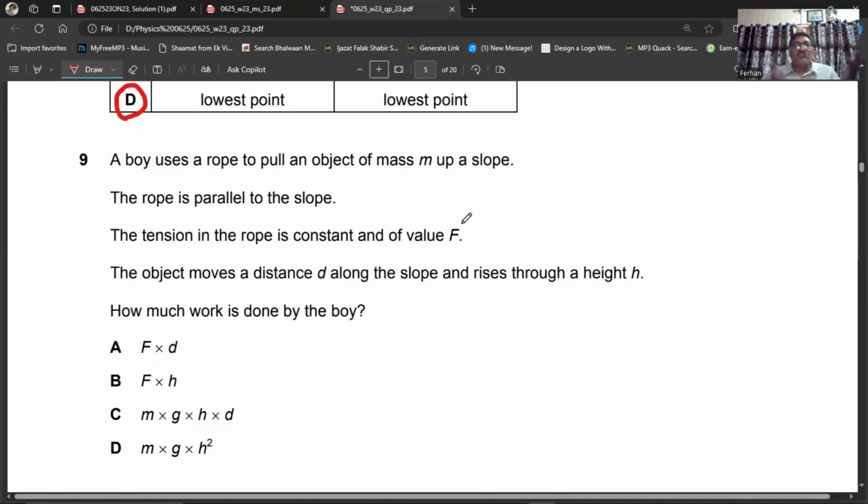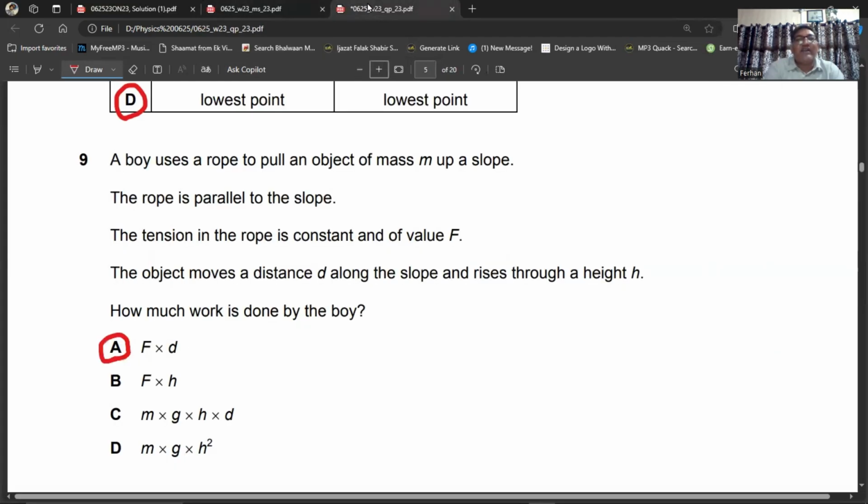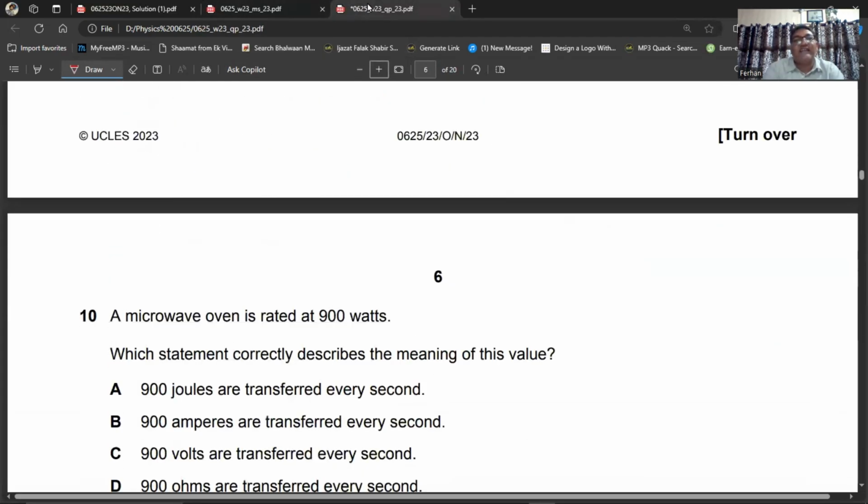So the work done can be calculated in two ways. One, force multiplied by the distance moved in the direction of the force. And the second method is the gain in the gravitational potential energy, mgh. mgh is not given in the options. So the only option which is correct now is F into d. So question number 9, A is the answer. Hopefully you understand.